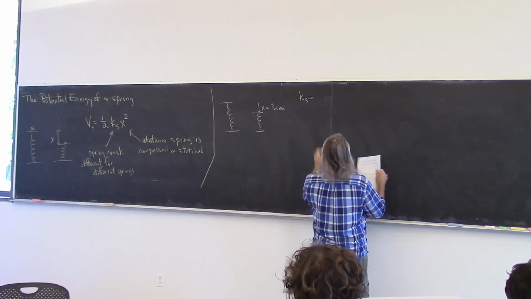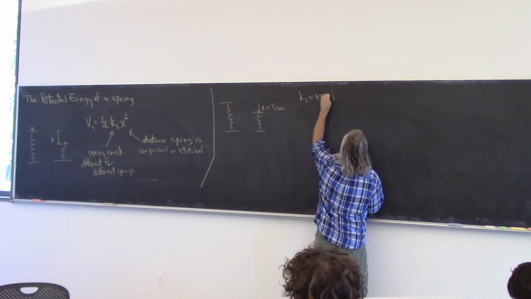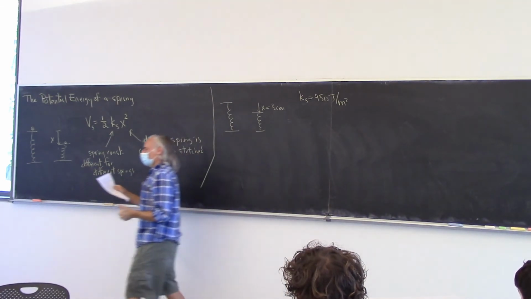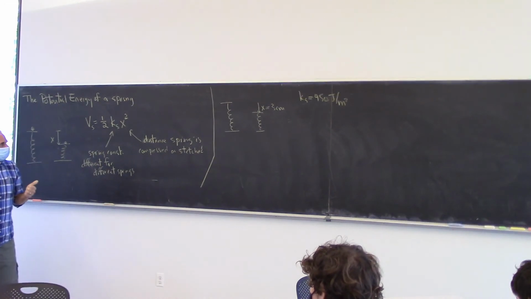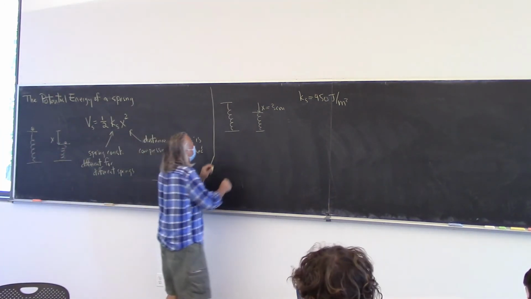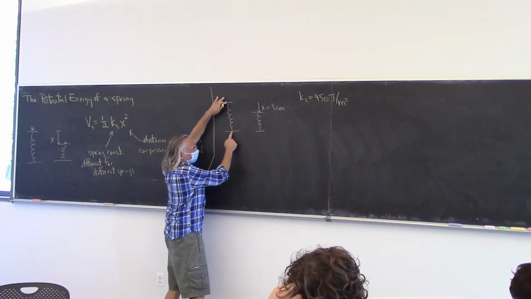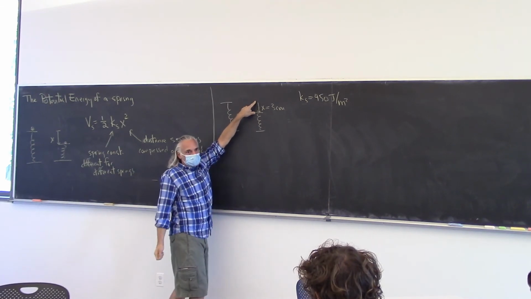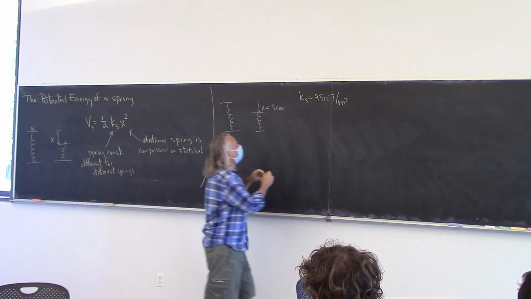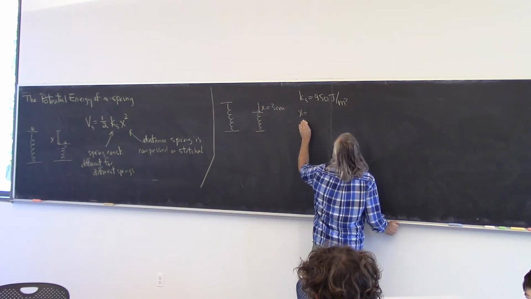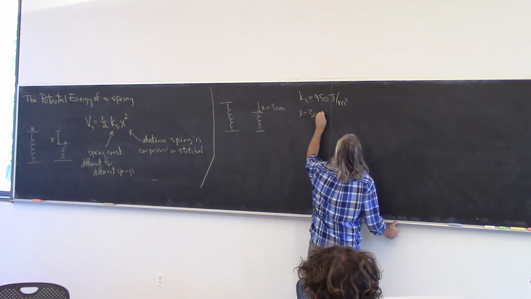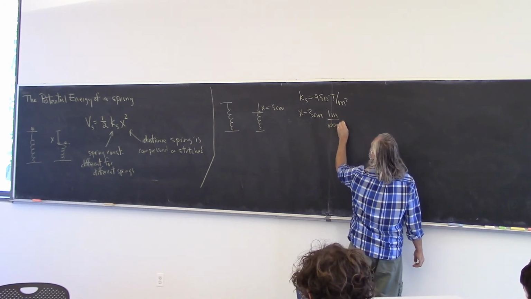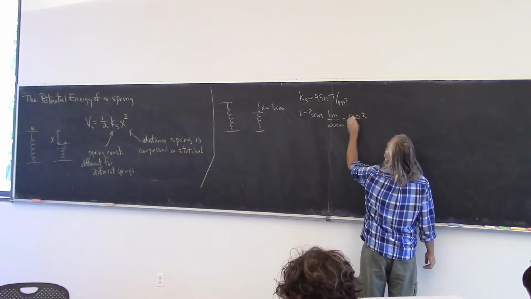Ks for the spring. And so x is not the length of the spring, nor is it the length of the spring after it's been compressed. It's the amount by which you have compressed it. So x is 3 centimeters, and 1 meter is 100 centimeters, so that's 0.